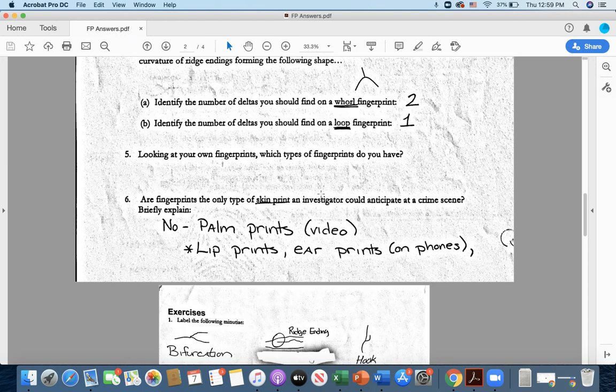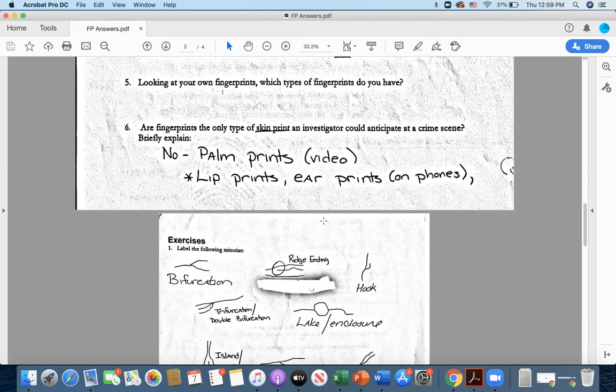Oops, sorry about that. Number 6, are fingerprints the only type of skin print? No, we saw in the Poly class kidnapping video that palm prints can be used. And that was how they actually placed the perpetrator at the crime scene, was by his palm print that he left behind.